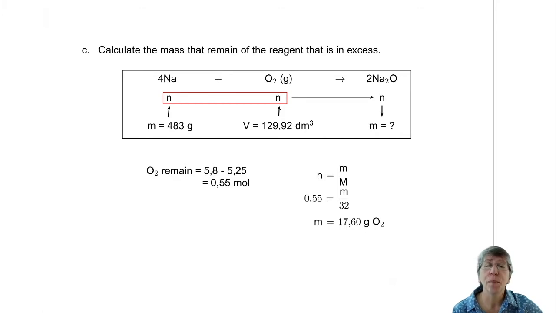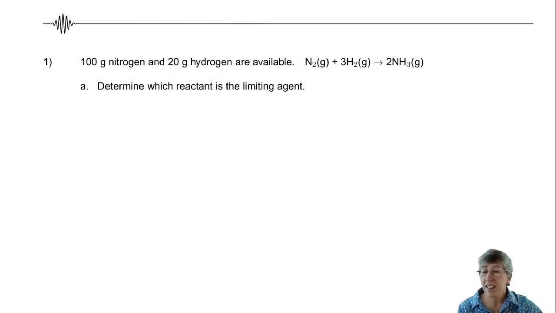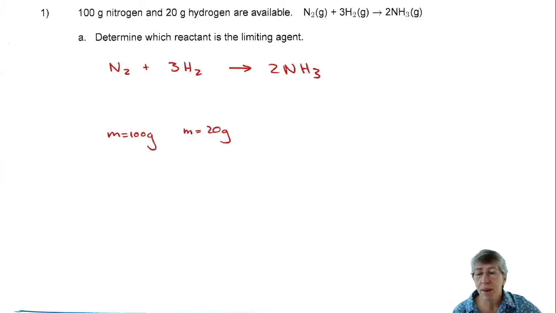This was the example, and now you can pause this video, do the next 3 questions, and then just come back to see if you've got this right. Now in question 1, they tell you that you've got 100 grams of nitrogen and 20 grams of hydrogen available. They give you the equation, they give you the mass of the nitrogen and the mass of the hydrogen, and they ask for the limiting agent.